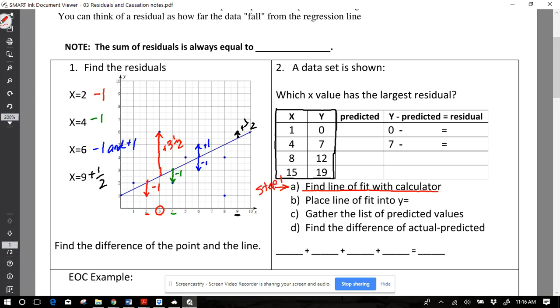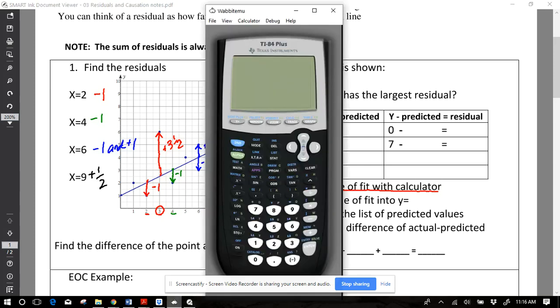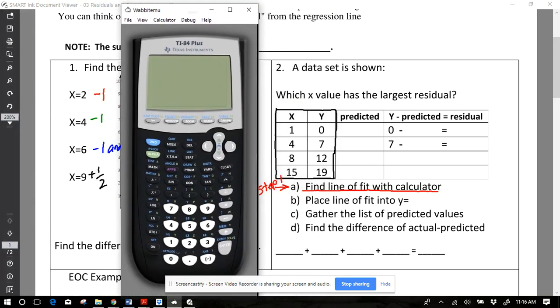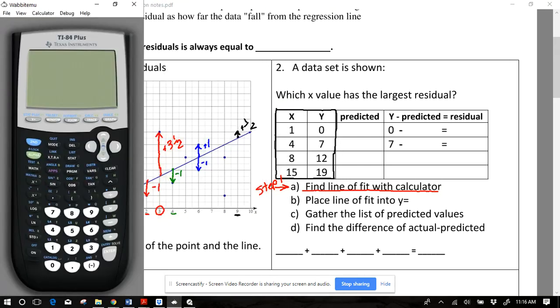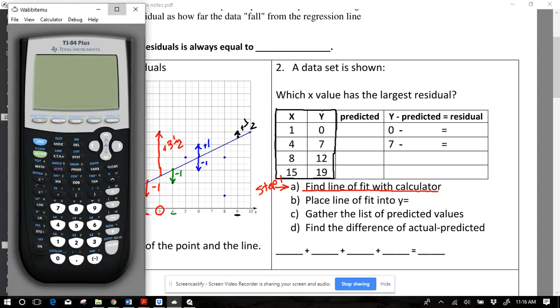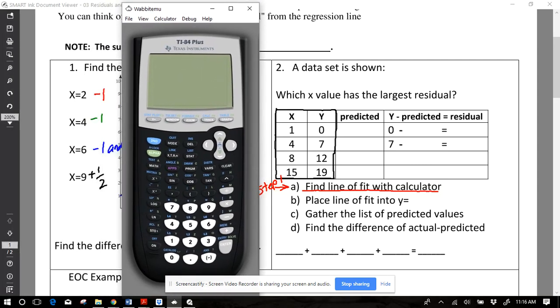Let's pull up our graphing calculator and let's find the line of best fit for this table. I'm going to move this a little closer. So let's go ahead and turn on my calculator. And I'm actually going to clear the memory.